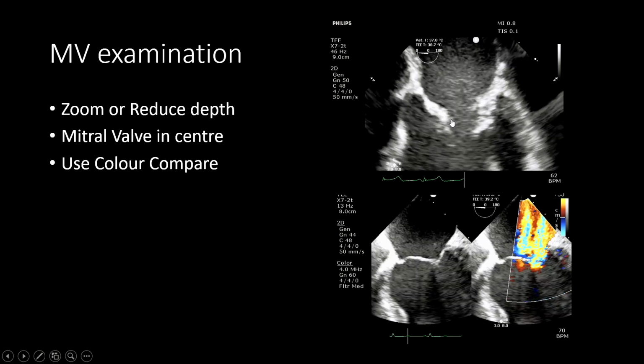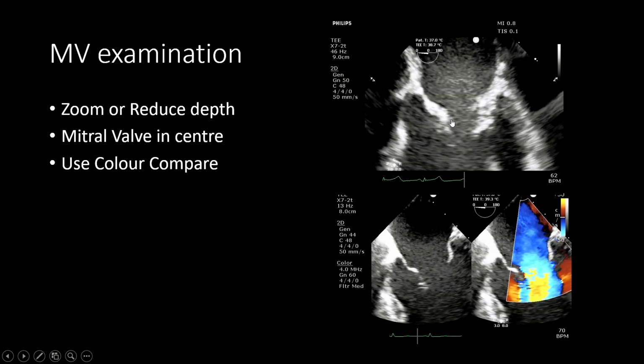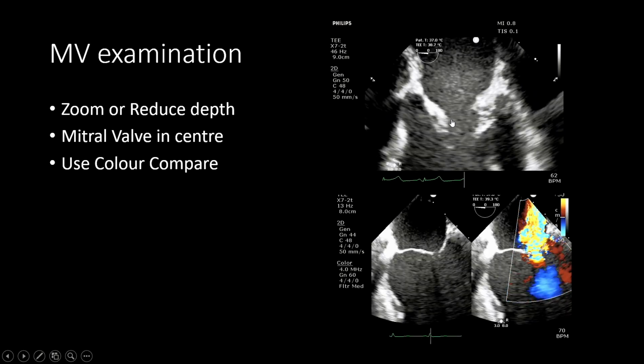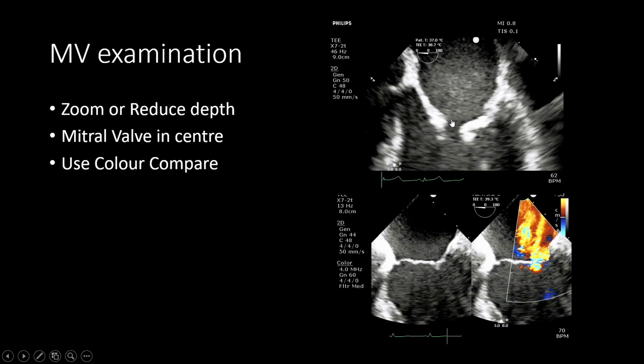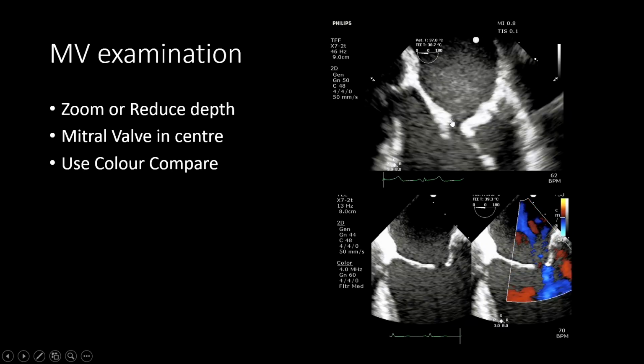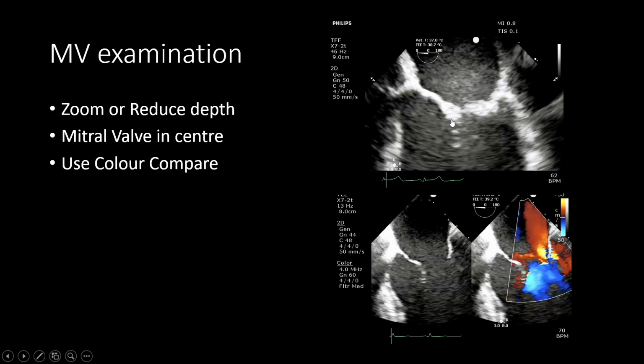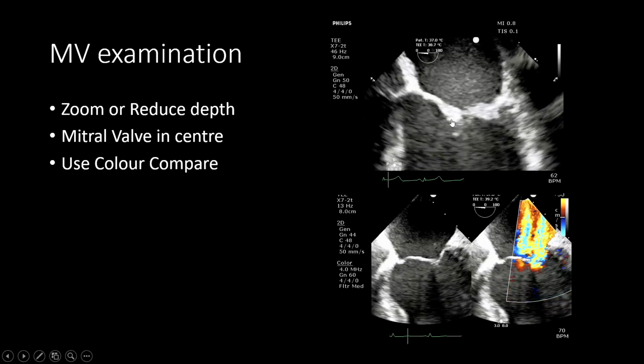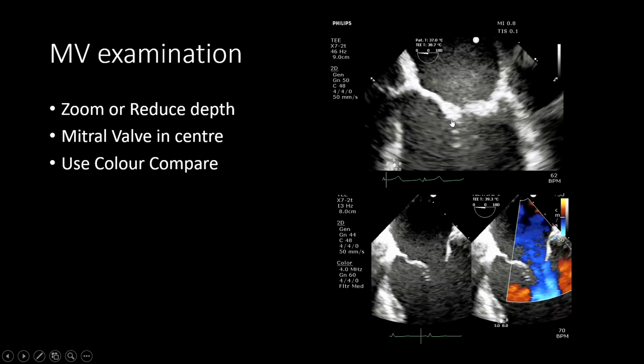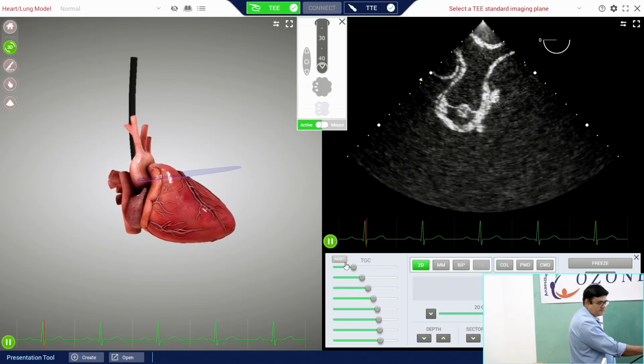And one more thing, whenever you are lost in any mid-esophageal examination, always go back to the 4-chamber view and restart the examination. The same holds for transgastric. If you are lost in any of the transgastric views, you should always come back to the transgastric mid-papillary short axis view.